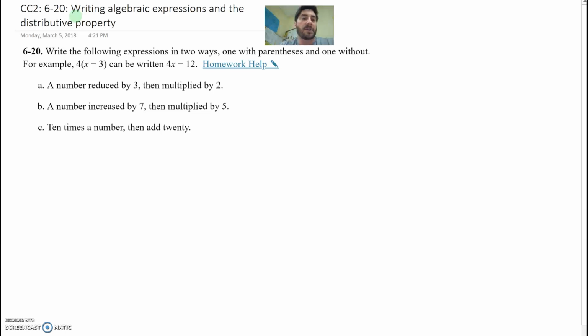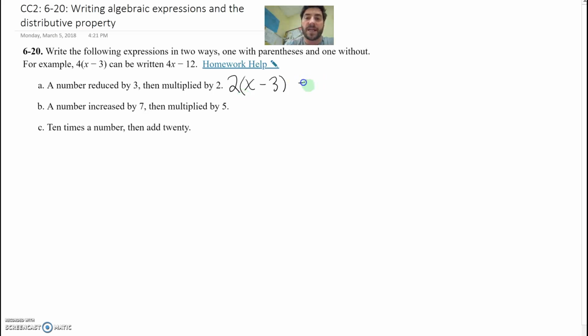It's saying a number reduced by 3, then that multiplied by 2. So I'm just going to say that x is my number, and I'm going to reduce it by 3, and then all of that is going to be multiplied by 2. I personally like to put the 2 in the front, so we're going to have it look like that. So that's one of the expressions.